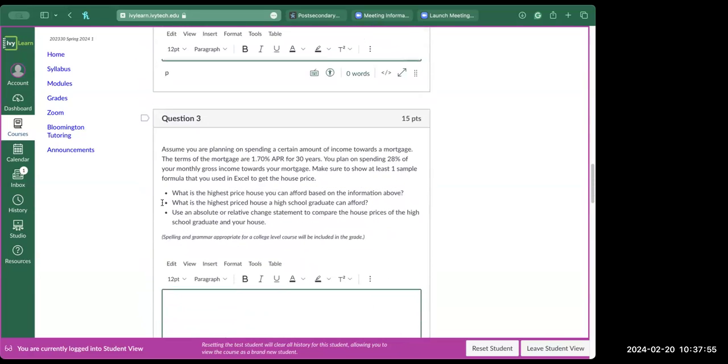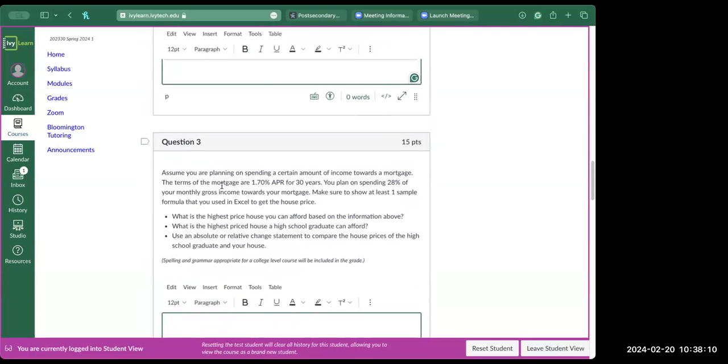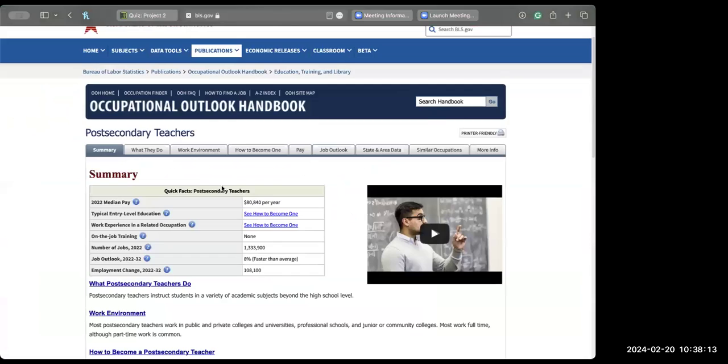Okay, let's go to question three here. Assume you're planning on spending a certain amount of income towards a mortgage. Here are the APR, 30 years, 28% of our monthly gross income, and what's the highest price we can afford. That's where we're going to start. I'm going to use this value because I'm going to be a math teacher at Ivy Tech or post-secondary school. So I need to open Excel and I'm going to go blank worksheet. There we go.